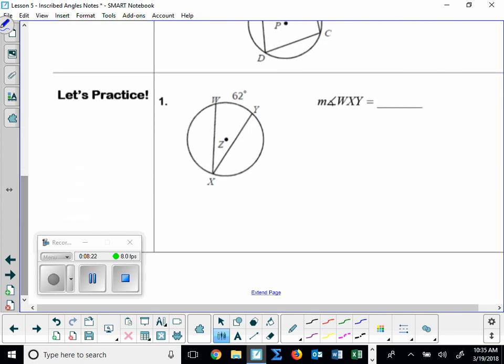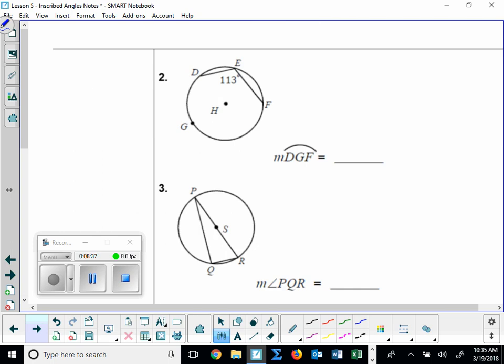All right, so let's take a look here. Angle WXY is intercepting arc WY, so half of 62 is 31 degrees. Arc DGF is the intercepted arc for angle DEF. So double the angle equals the arc. 226 degrees.